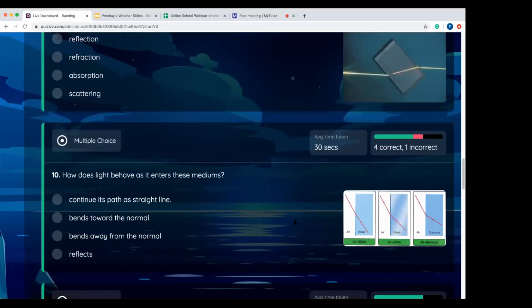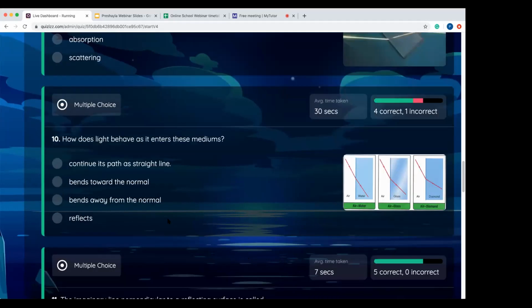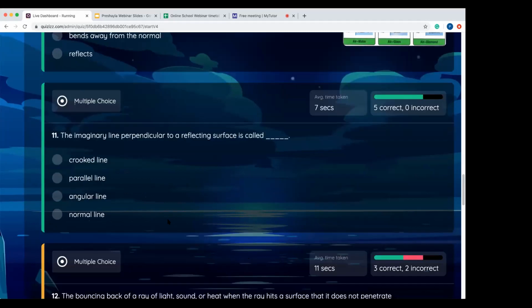How does light behave as it enters these mediums? In every case, it's going from a less dense to a more dense medium. So it gets slower, so it bends towards the normal. So it bends towards the normal. The imaginary line perpendicular to a reflecting surface is called the normal.